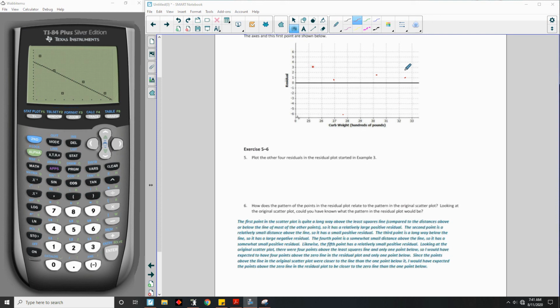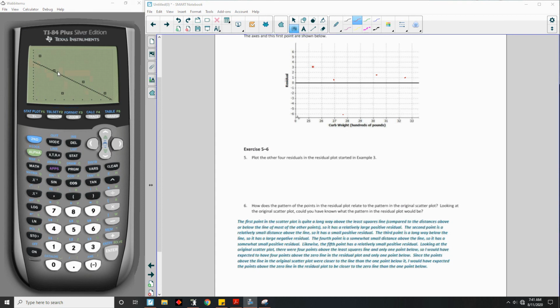so it would have expected to have the 4 points above this. Okay, looking at the original scatter plot. Okay, likewise, the fifth point has a relatively small positive residual. Looking at the original scatter plot right here, there were 4 points above the least squares line and only 1 point below it. So I would have expected to have 4 points above the 0 line in the residual plot and only 1 below. Since the points above the line in the original scatter plot were closer to the line than the 1 point below it, I would have expected the points above the 0 line in the residual plot to be closer to the 0 line than the 1 point below.